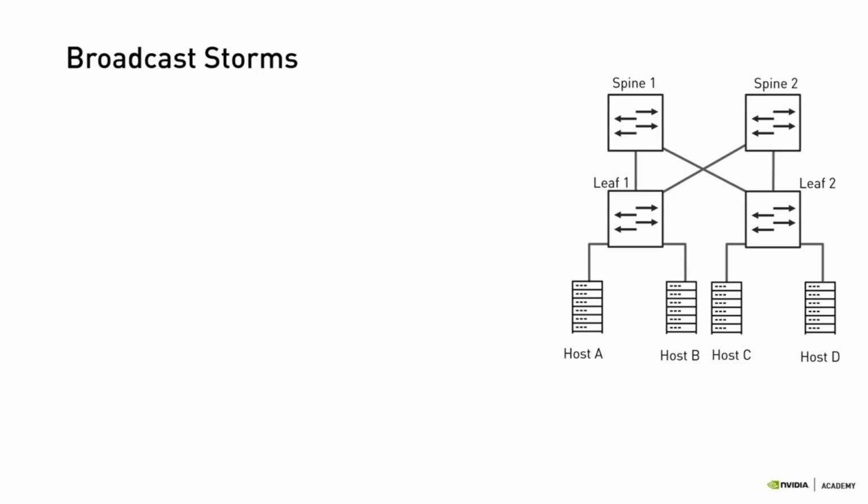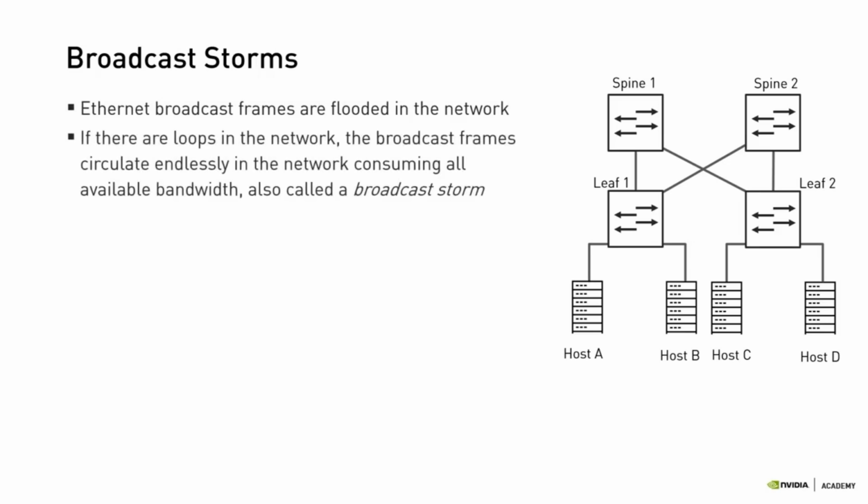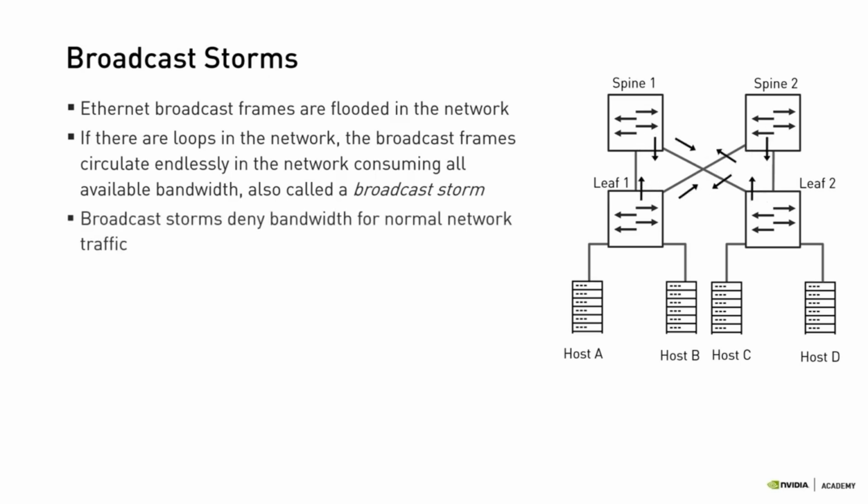You probably recall from the previous unit how broadcast frames are handled by the switches. They are flooded in the network. If there are loops in the network, the broadcast frames circulate endlessly in the network, consuming all available bandwidth. This phenomenon is called a broadcast storm, and it must be avoided. Otherwise, bandwidth is unavailable for normal network traffic. So, the simple conclusion is that a redundant layer 2 network design causes broadcast storms.